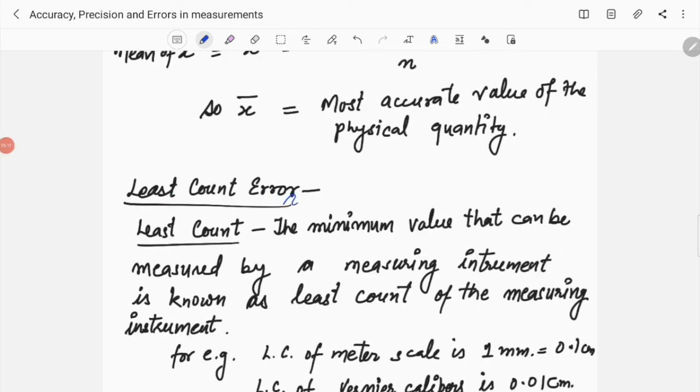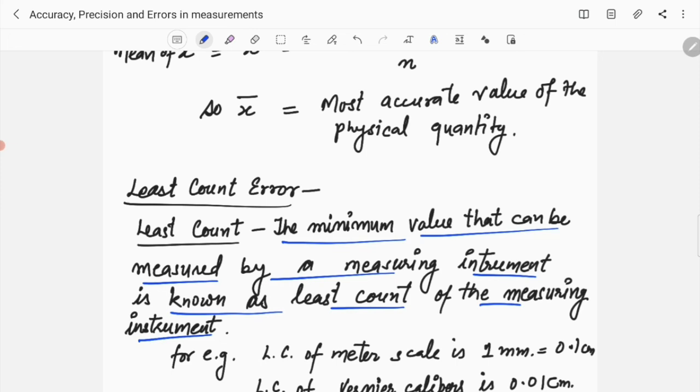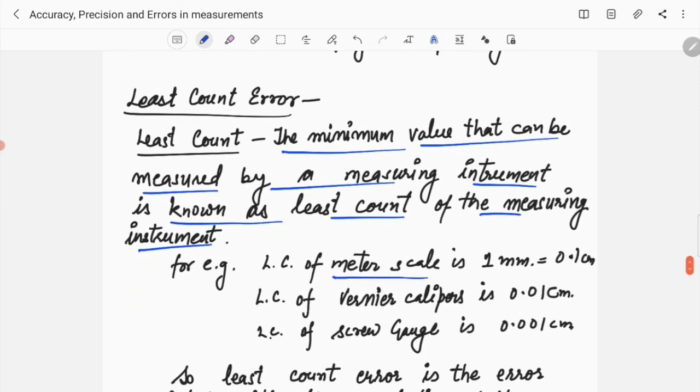The next one is least count error. First of all, I'll tell you about the least count of an instrument. The minimum value that can be measured by a measuring instrument is known as the least count of the measuring instrument. For example, we have a meter scale, and the smallest length which can be measured by a meter scale is 1 millimeter or 0.1 centimeter. So its least count is 0.1 centimeter or 1 millimeter. In the same way, for vernier calipers the least count is 0.01 centimeter, and for screw gauge it is 0.001 centimeter.